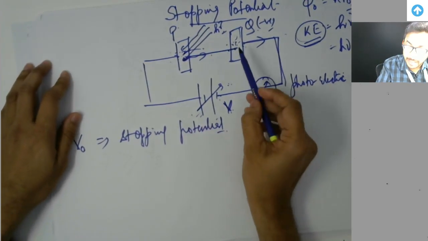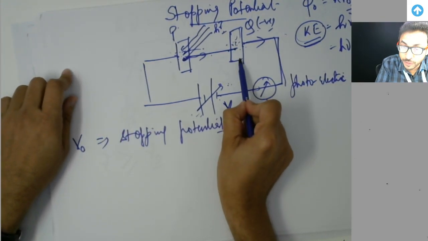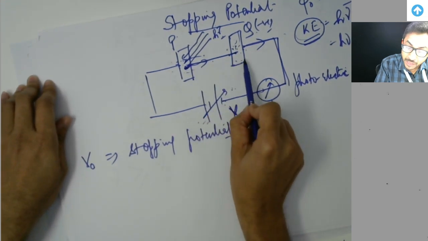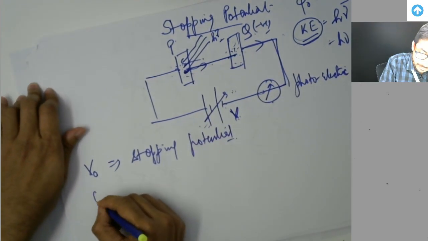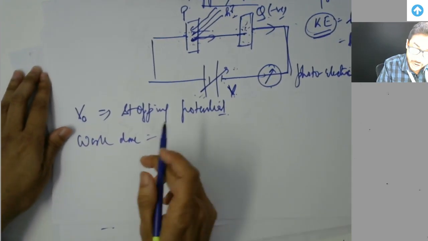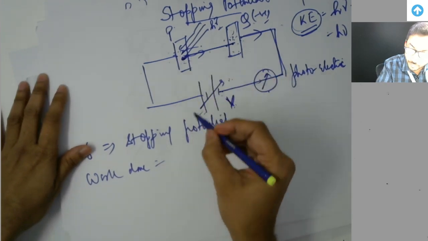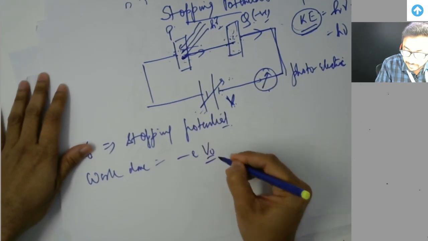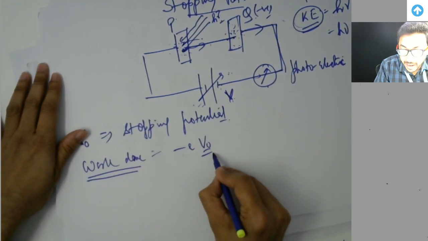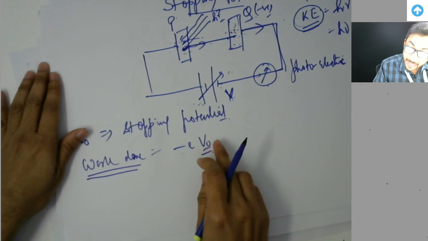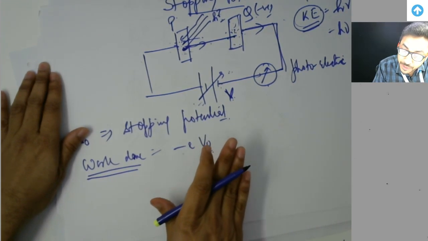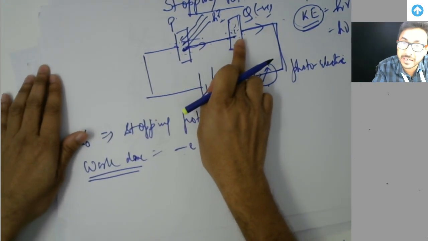Now see, this plate is negative with respect to the other. This is minus V0. We know the work done is nothing but charge into voltage. The charge of one electron is minus e, so the work done on the electron is minus eV0. And that negative work done is responsible for the decrease of the kinetic energy.